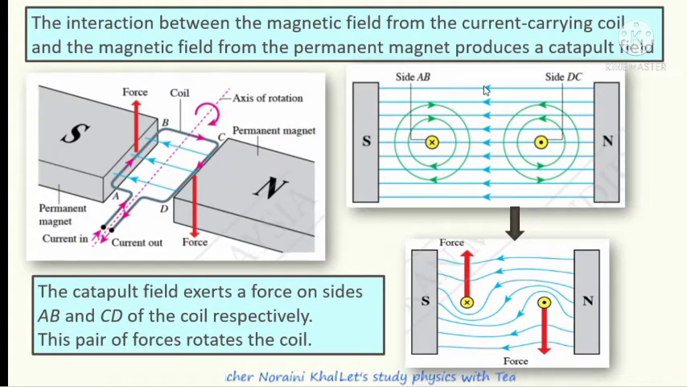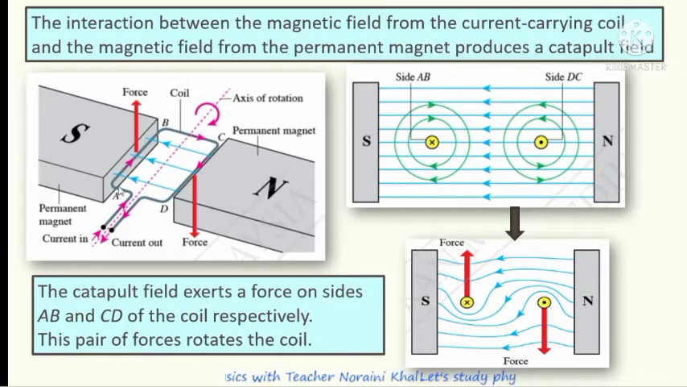Let's try to sketch catapult field for this coil. For this coil ABCD, you look at direction of current: for AB is into the screen, for CD is out from the screen. By applying Fleming's left-hand rule, direction of force for AB is upwards, direction of force for CD is downwards. So this pair of forces will cause the coil to rotate in clockwise direction. This is axis of rotation, center part. Okay, let's look at the pattern of catapult field.